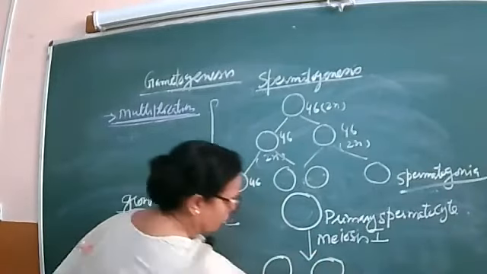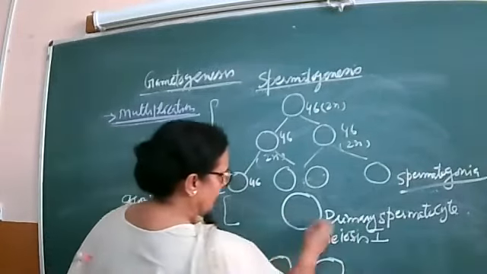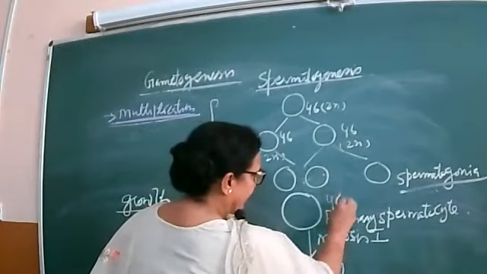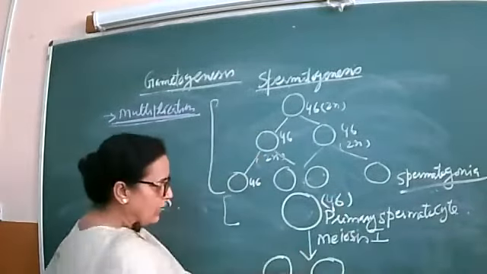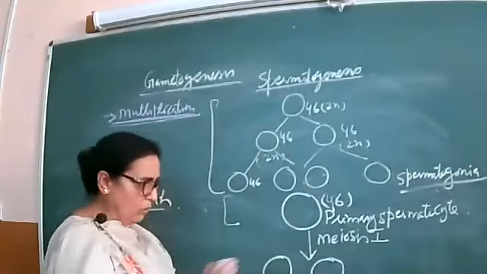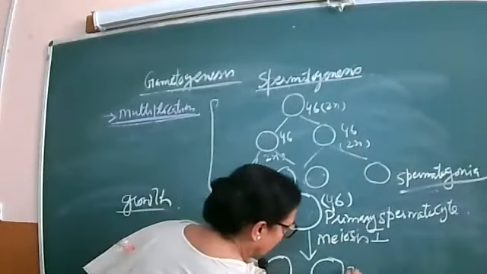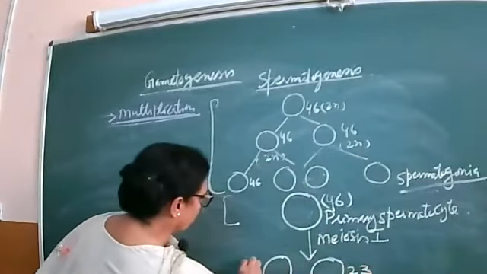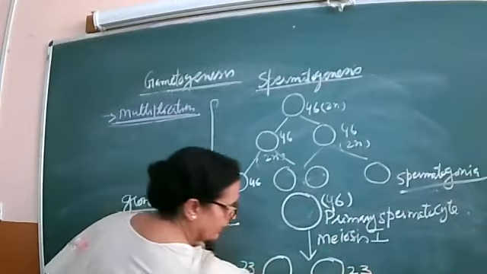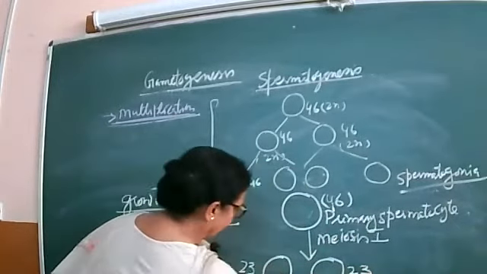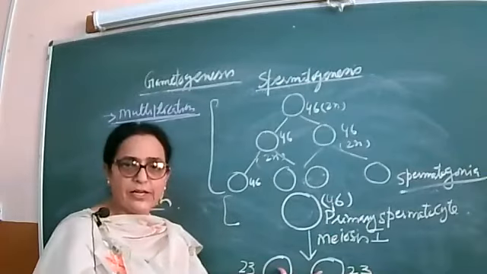Two cells will be formed. And these two cells, now what is the ploidy? This is again 2n or 46. In meiosis 1, the number of chromosomes is reduced to half. It means here 23 chromosomes will be there, 1n. What is the ploidy? That is 1n, right? But two cells are formed. No doubt the number is reduced.